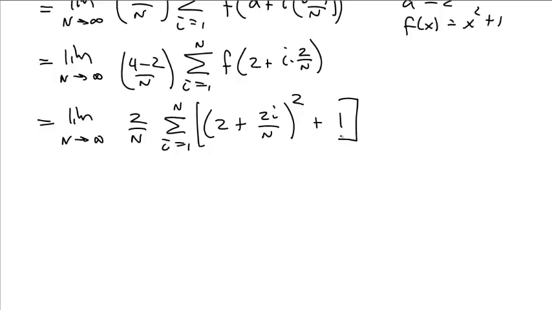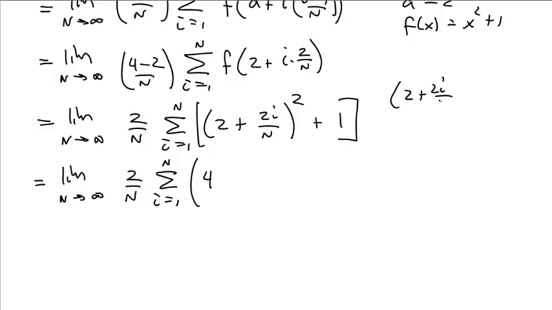So, we want to add all of this up. Well, now it's just a matter of algebra. The limit as n goes to infinity of 2 over n, summation i equals 1 up to n of, we square this thing. Hopefully you remember how to do this. 2 squared is 4. Remember that this is 2 plus 2i over n times 2 plus 2i over n. So there's the 2 squared.